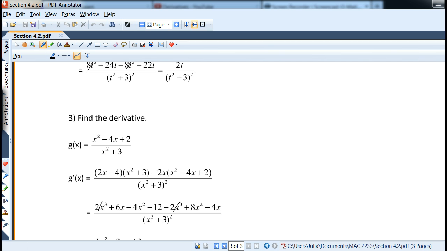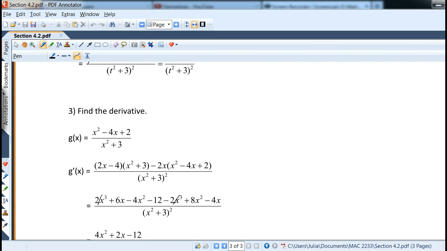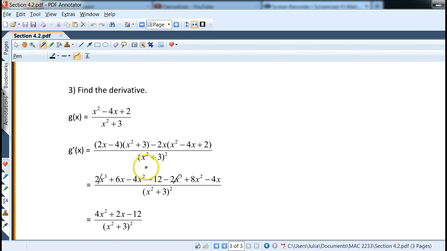And then we just work it out. So I used FOIL, 2x cubed plus 6x minus 4x squared minus 12. And then we have minus 2x cubed plus 8x squared minus 4x, which basically distribute the 2x. Notice how x cubed happened to cancel again. But we have other terms left over, which basically we had a negative 4x squared plus 8x squared. There was a square in here somewhere, right? No, we end up with 4x squared, that's correct.